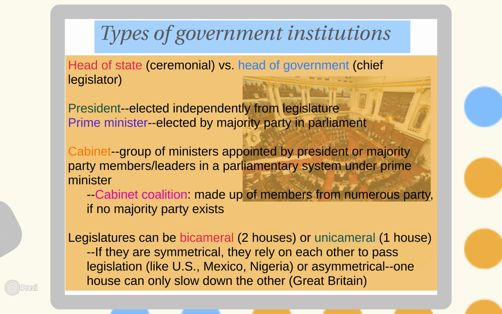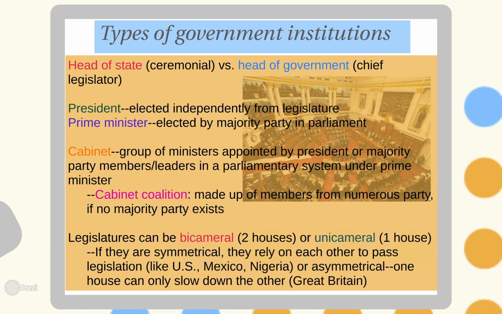Now, one of your key vocab words is a cabinet coalition. This is kind of an interesting term in that if you take Great Britain, for example, if there is no majority party, no party that has a majority number of votes within the parliament, you have to have a cabinet coalition, meaning that you have members from many different parties working within the cabinet itself, because you might have a coalition government in which multiple parties are ruling at the same time, not just, for example, the Labour Party or the Conservative Party.